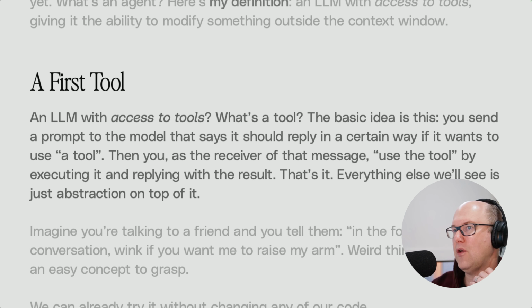So let's think about our first tool. What is a tool? Well, it says the basic idea is this. You send a prompt to the model that says it should reply in a certain way if it wants to use a tool. Then you, as the receiver of that message, use the tool by executing it and replying with the result. That's it. Everything else we'll see is just an abstraction on top of this concept.